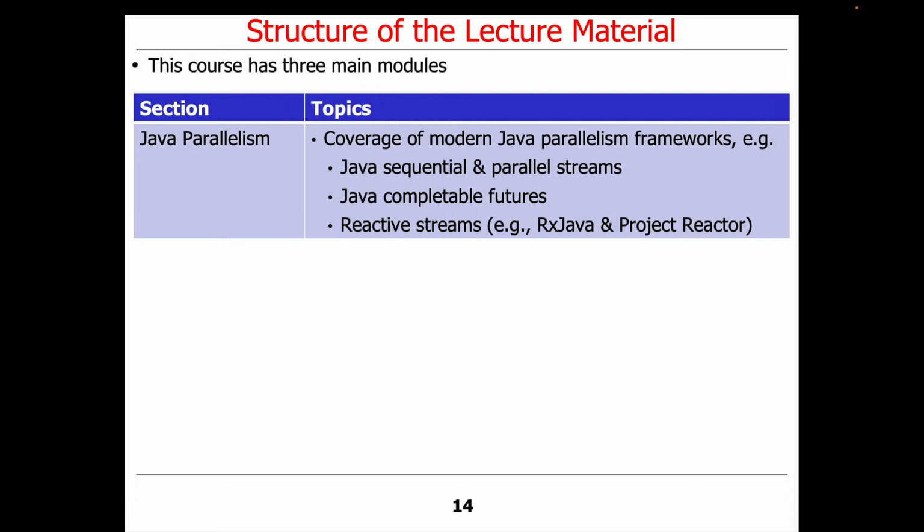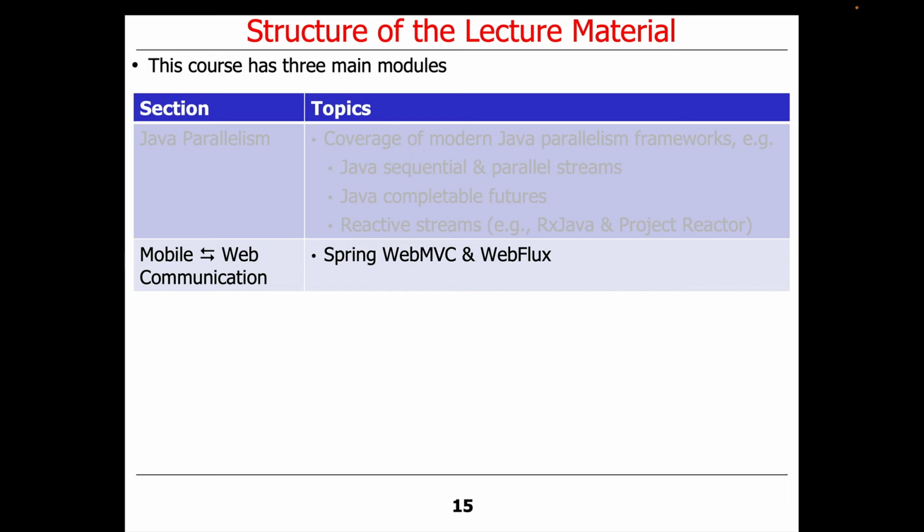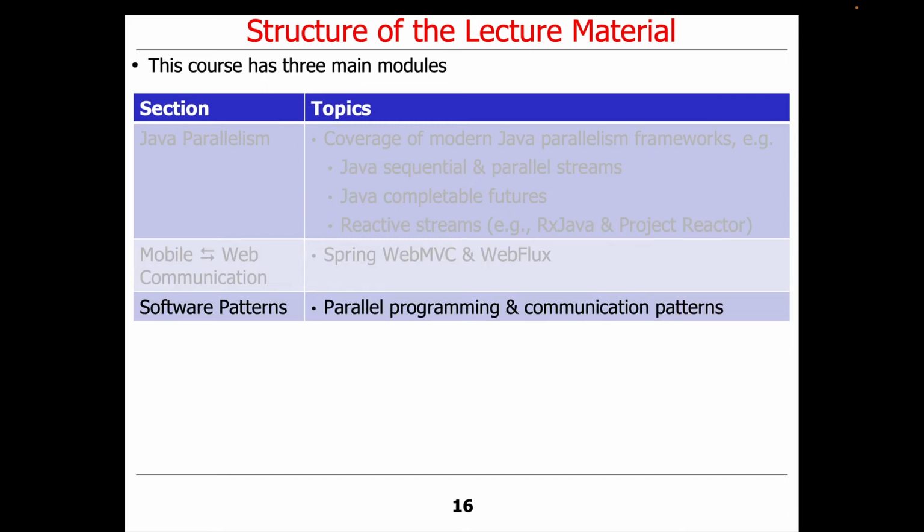There'll be a focus on Java parallelism. These are the Java parallel programming frameworks, parallel streams, completable futures, and reactive streams in the form of something known as RxJava or Project Reactor. There's this mobile to web communication focus, which will involve Spring WebMVC and Spring WebFlux. So we'll have Android clients talking to Spring-based servers, communicating and exchanging information back and forth. And then also, as I mentioned before, we'll talk about various parallel programming and communication patterns. So they're patterns that help see how the various ways that we provide parallel programming capabilities are based on time-honored design and implementation models and architectures.